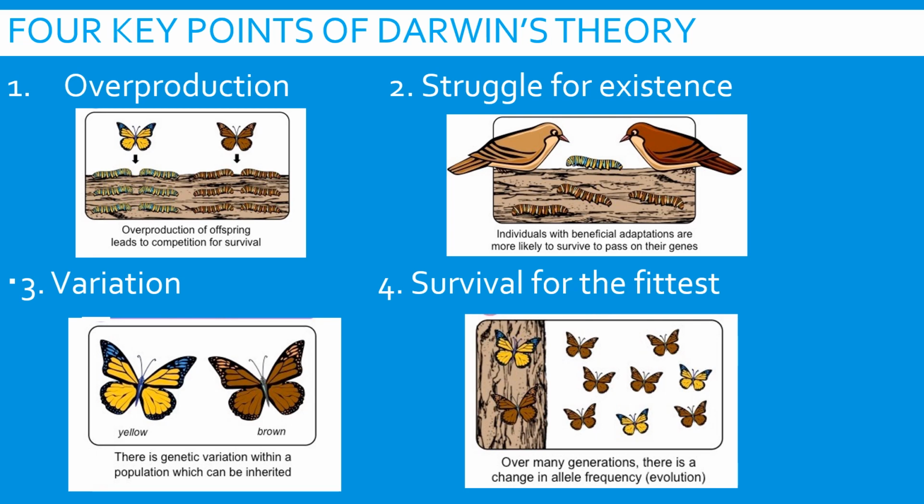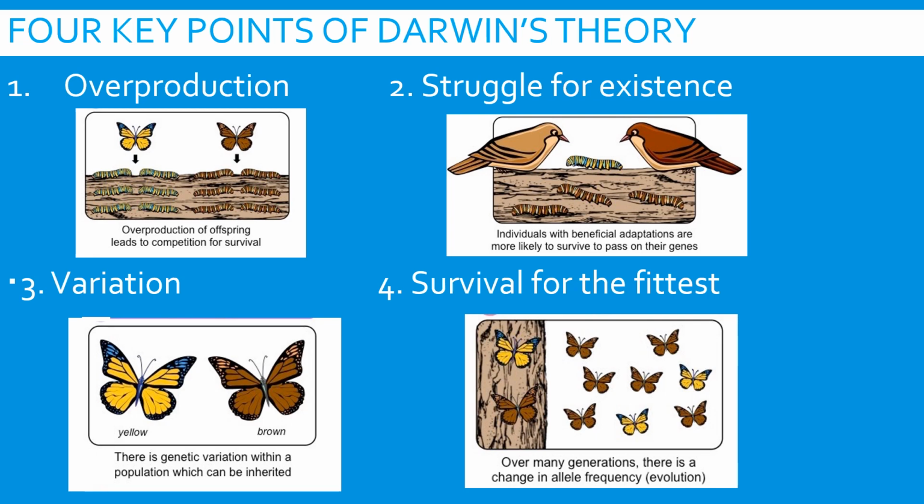Overproduction of offspring leads to competition for survival. Individuals with beneficial adaptations are more likely to survive to pass on their genes. Here you can see two colors of caterpillars. One is green, one is brown. And the brown color is similar to the trunk of the tree, so it is an advantage for them to hide themselves from their predators.